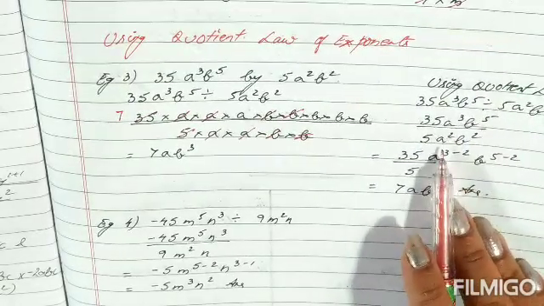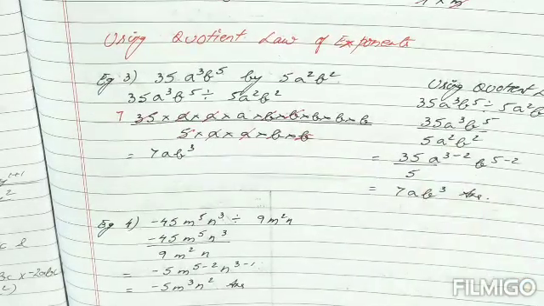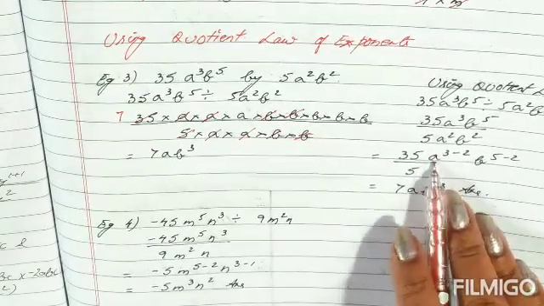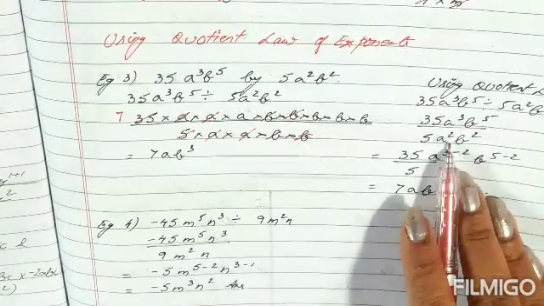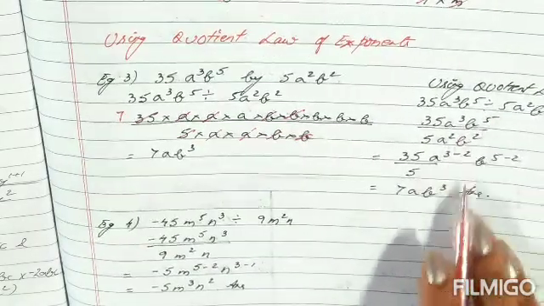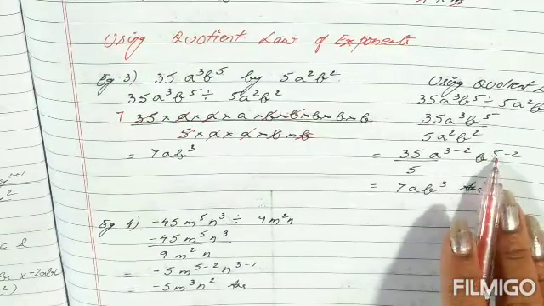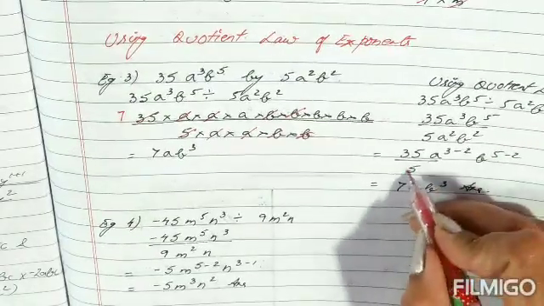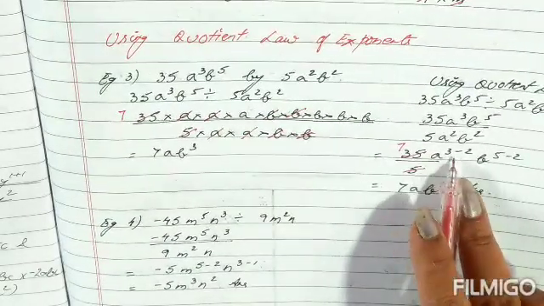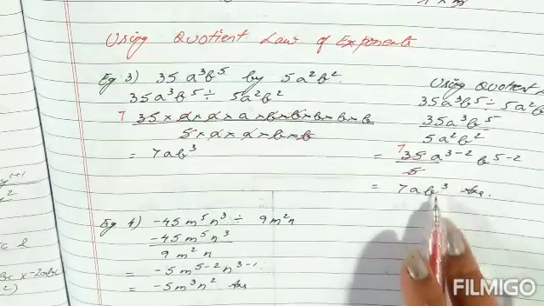That means if the same bases are there in division, then we can subtract the smaller number of the power from the bigger number. So I take a to the power 3 here and a to the power 2 here, so minus 2. Similarly, b to the power 5, and over here is 2, so 2 is the smaller number, so it will get subtracted from 5. Now 5 and 35 can be cancelled, so it is 7. 3 minus 2 will be 1, so a, and b. 5 minus 2 will be 3, so b cube.